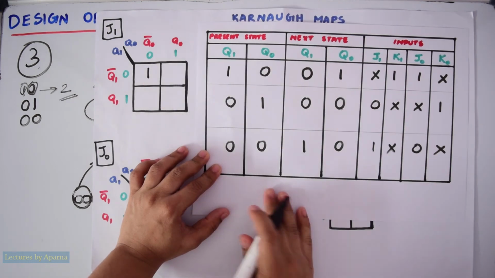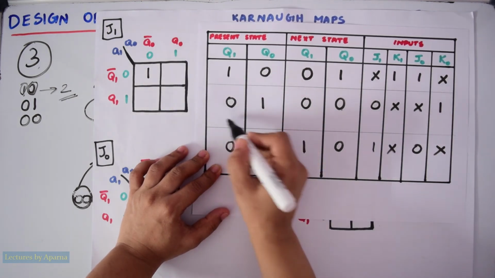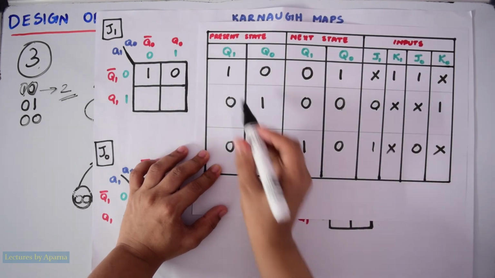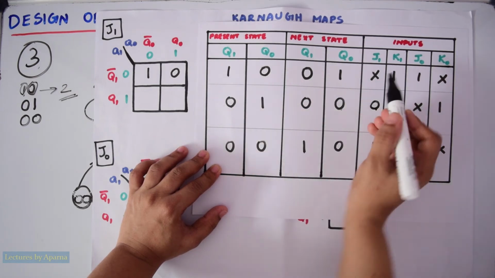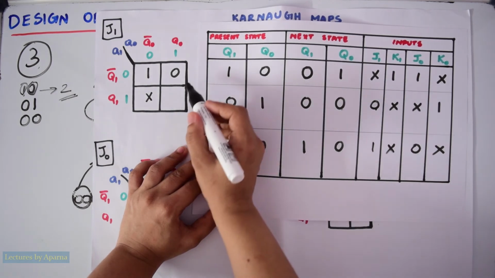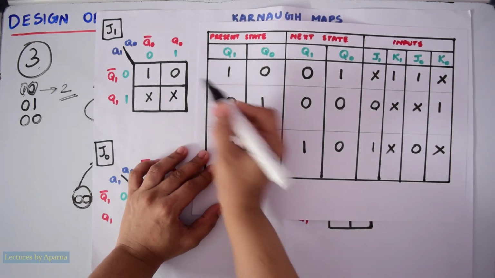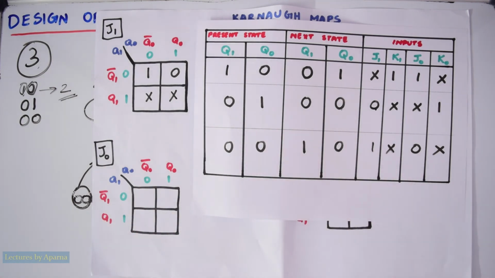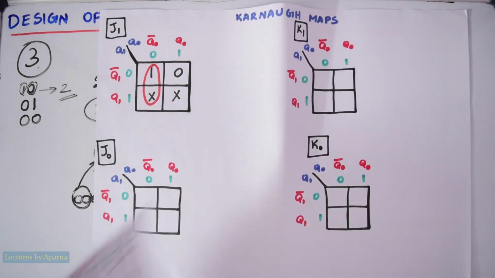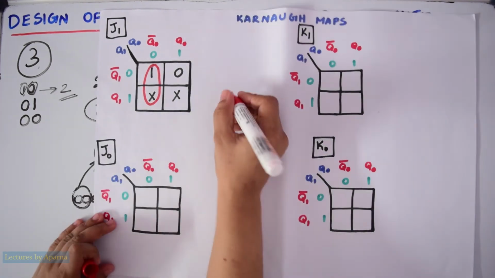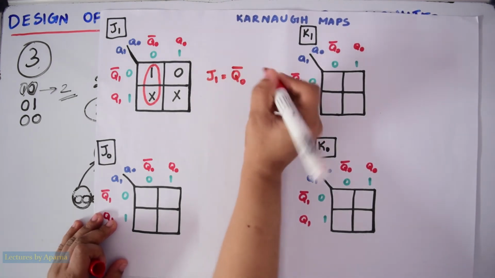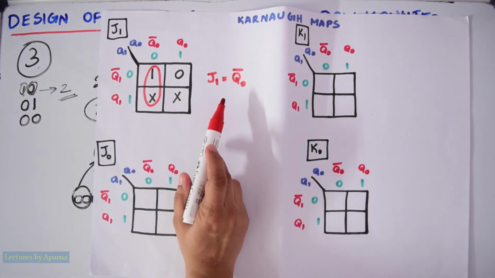Next for 0 1, you have to put 0. Next is 1 0. For 1 0 it is don't care. So 1 0 is coming here, put don't care. Next 1 1 condition is not there, so put don't care. Now we have to group this. So grouping this, we can write this equation as J1 is equal to Q0 bar. So this is the expression for J1.